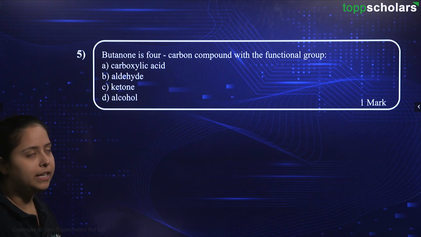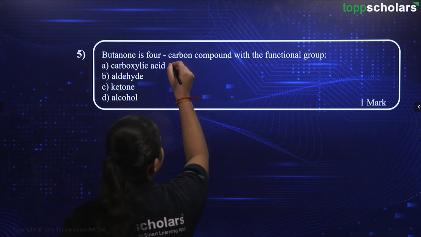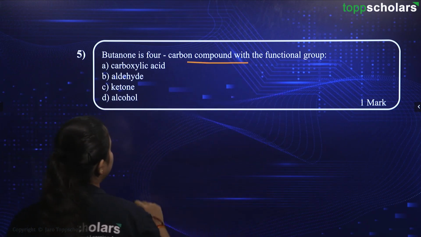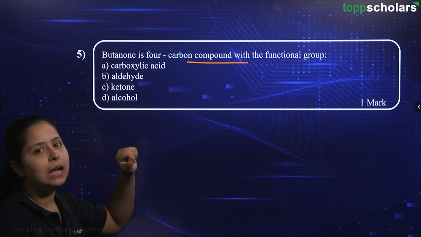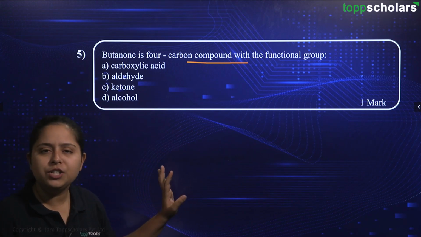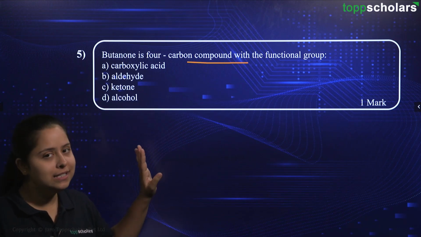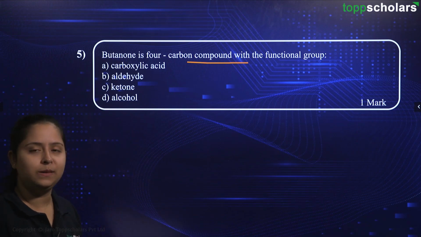Okay, here is the question for 1 mark. It is an MCQ. It says butanone is a 4-carbon compound with the functional group. That means you are just being asked the functional group of this compound. This is a very simple question. I am almost sure you might have already answered this question, but we will have the detailed explanation as well.